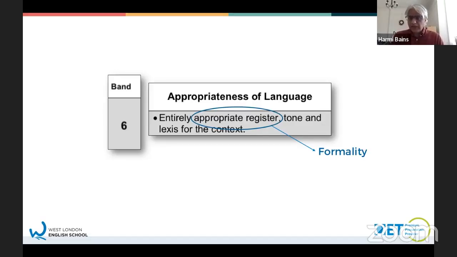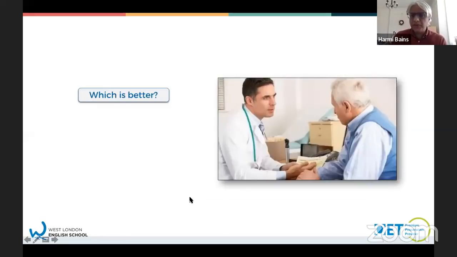And something you need to do is build up a relationship with the patient. And in order to build up a good relationship with the patient, it would help if you're not too formal. You've got to get that balance right between being polite and being casual. So when it says appropriate register, that's what they're talking about. They're talking about formality.